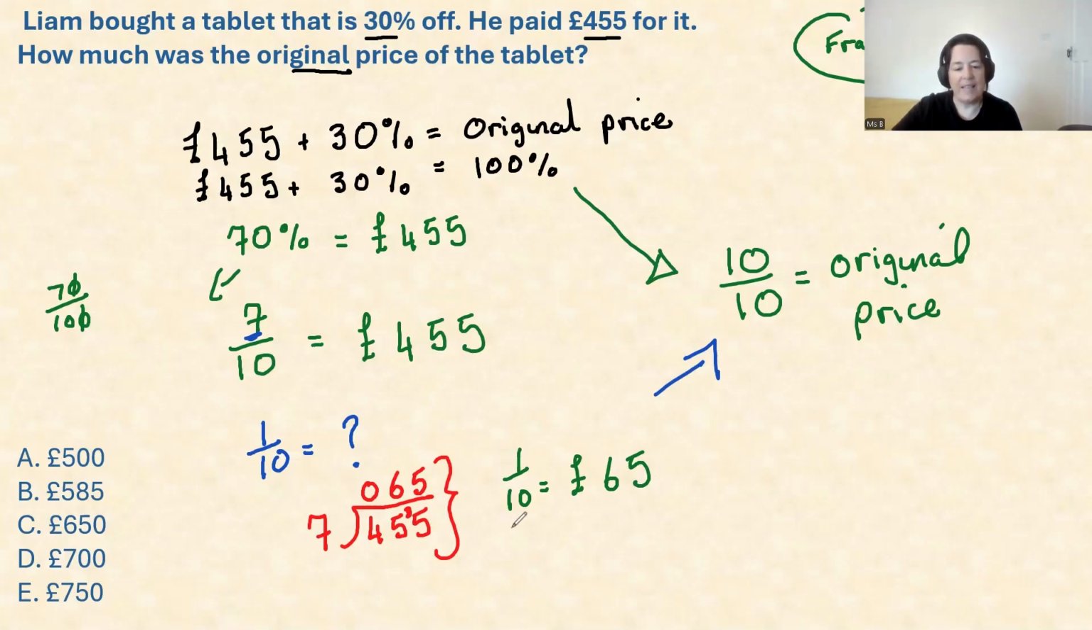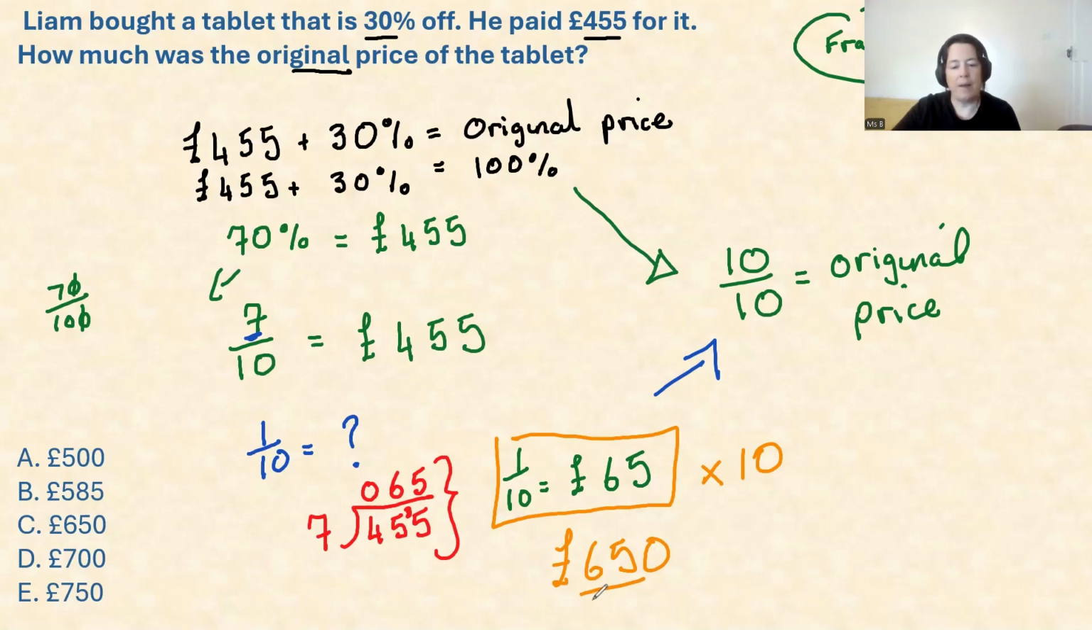We want to know what 10/10 equals. So to get 10/10, we are just going to multiply this by 10. And that will give us our original price. So £65 multiplied by 10 is going to give us £650. And the answer is C. The original price of Liam's tablet is £650.